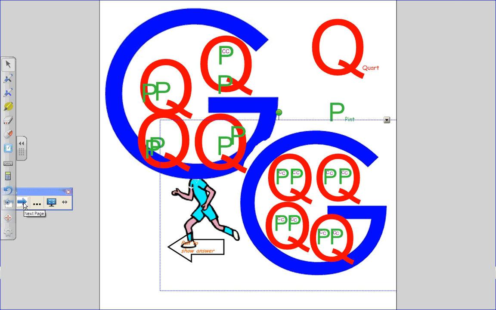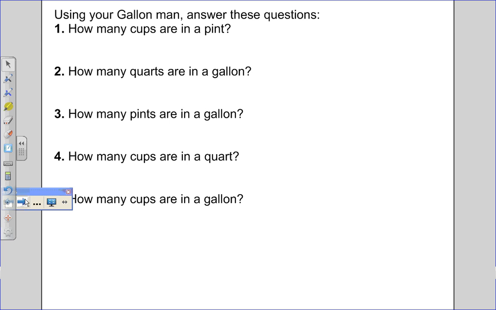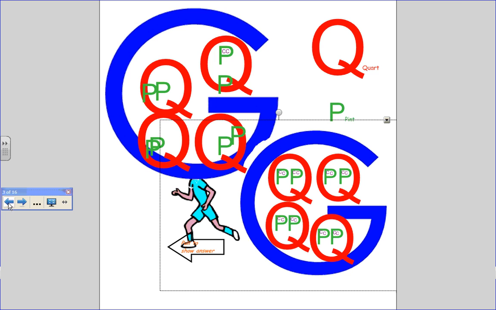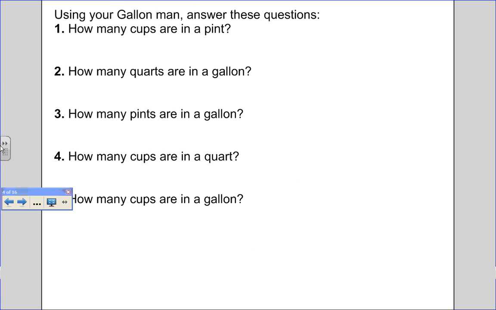So we can use this gallon man to help us answer some math questions. The first question is, how many cups are in a pint? Referring back to our gallon man, we see that there's 2 C's inside every P. So there are 2 cups in a pint.